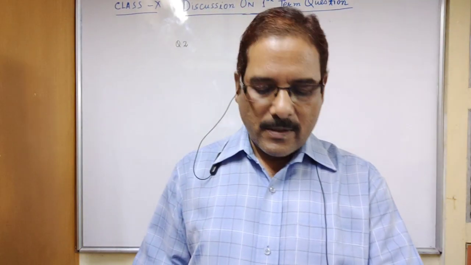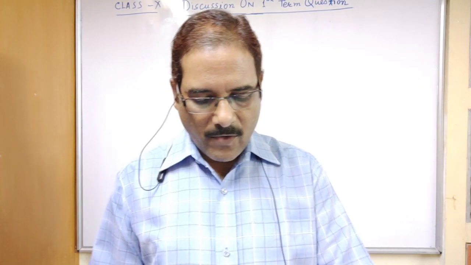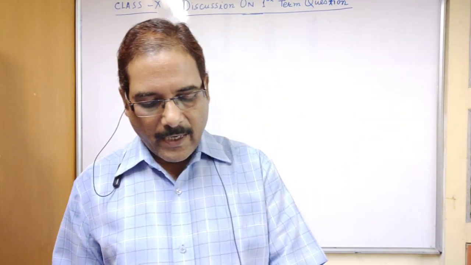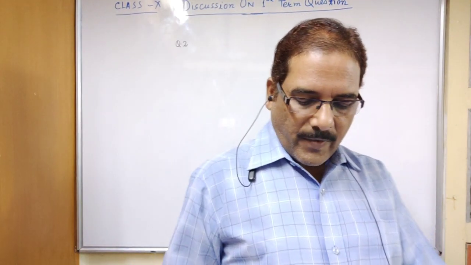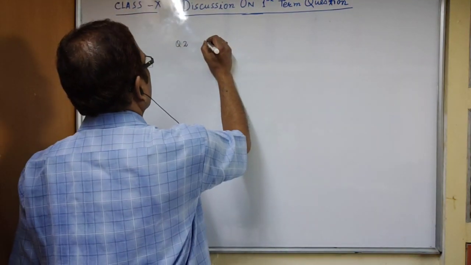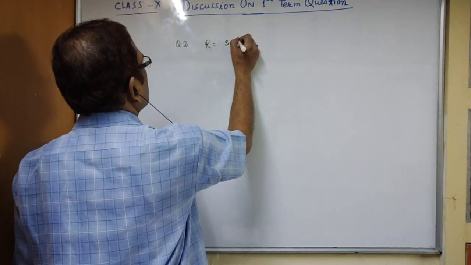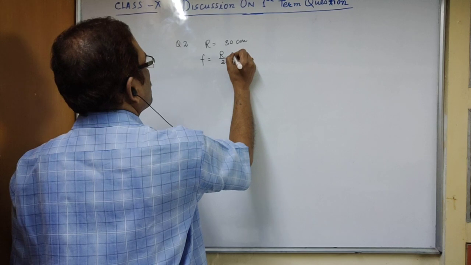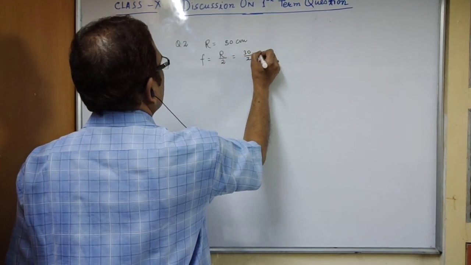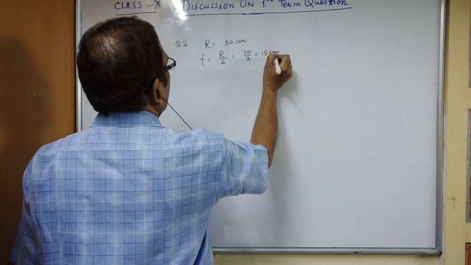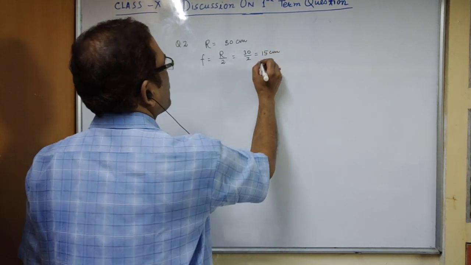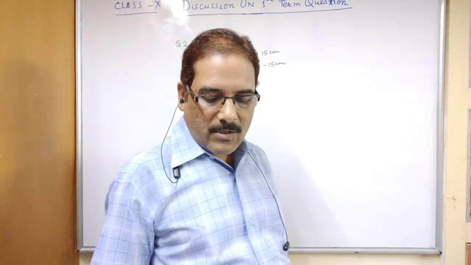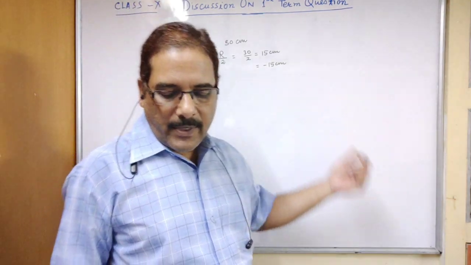Now, the second question was: a point object is kept at a distance of 15 centimeter in front of a small concave mirror having radius of curvature 30 centimeter. So radius of curvature of the mirror is given, that is 30 centimeter. We know that f is equal to r by 2, so it will be 30 by 2, so 15 centimeter. Now the focal length of a concave mirror is negative, so actually it is minus 15 centimeter. An object is also placed at a distance of 15 centimeter from the mirror.